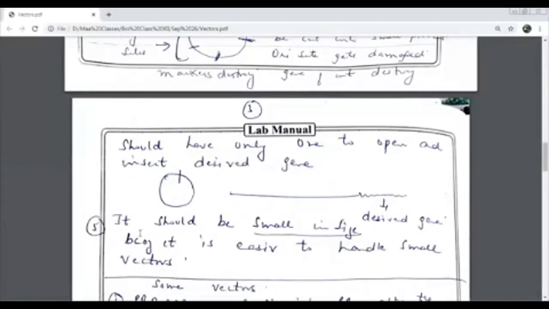The fifth quality which it should have is that it should be small in size, because then it is easier to handle. Small vectors are always easier to handle. It becomes difficult to handle big vectors.